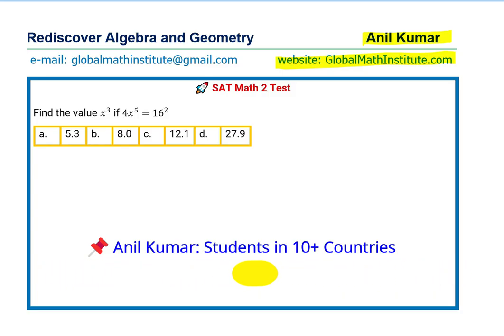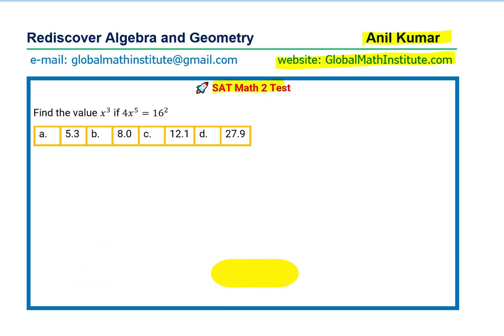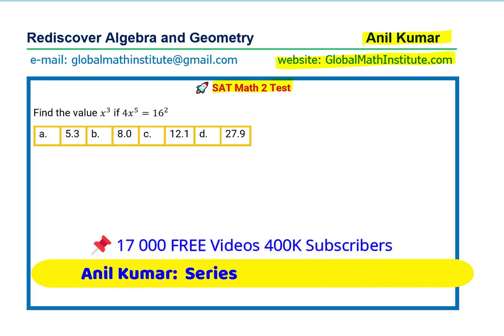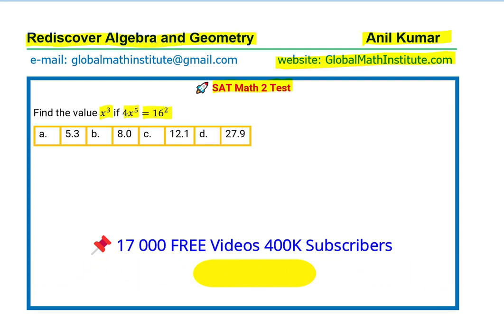In this video, we have taken a very important question based on SAT Math 2 test. Find the value of x cubed if 4x to the power of 5 is equal to 16 squared. You can pause the video and answer the question. So let's begin with what is given to us.